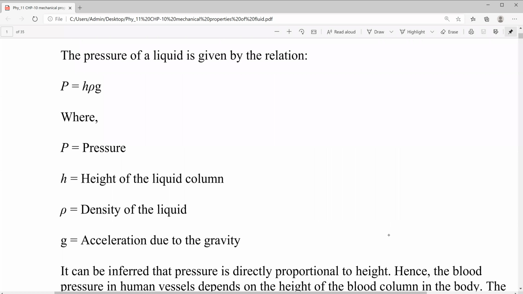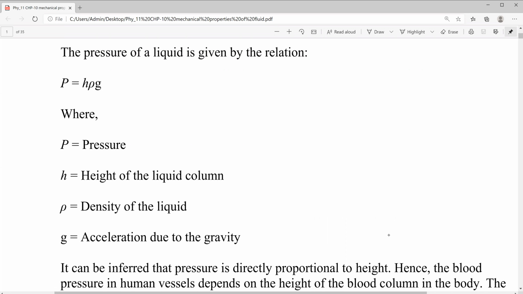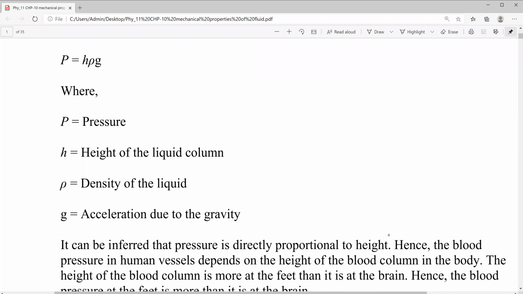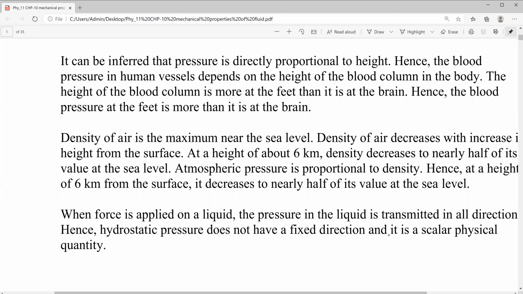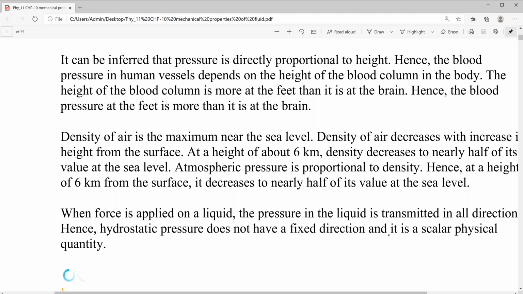The pressure of a liquid is given by the relation P is equal to rho g h, where P is the pressure, h is the height of the liquid column, rho is the density of the liquid, and g is the acceleration due to gravity. So it can be interpreted that pressure is directly proportional to the height. Hence, the blood pressure in human vessels depends on the height of the blood column in the body. The height of the blood column is more at the feet than it is at the brain. Therefore, blood pressure at the feet is more than it is at the brain.